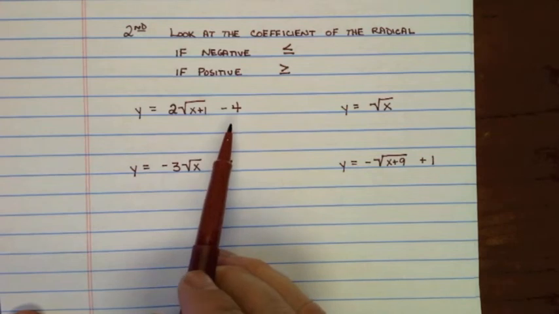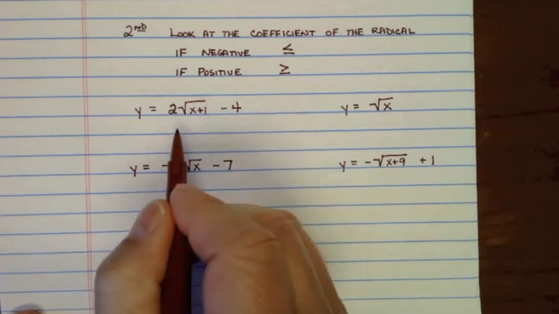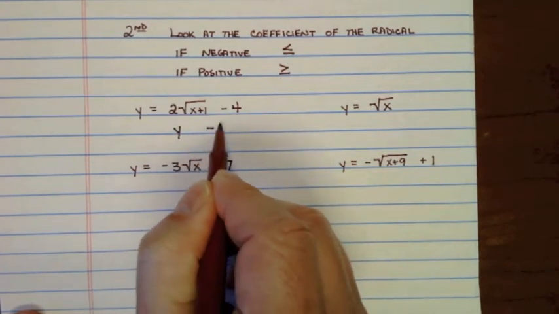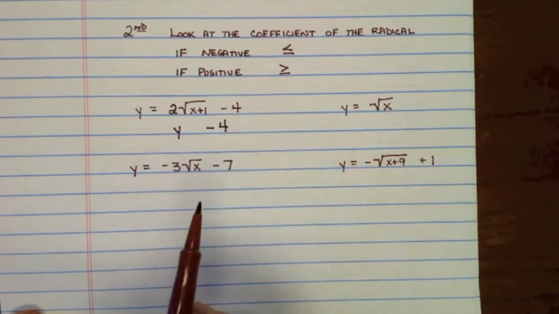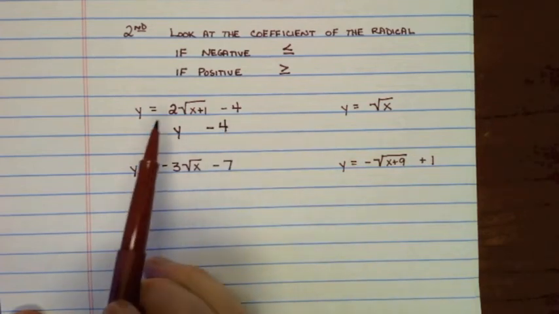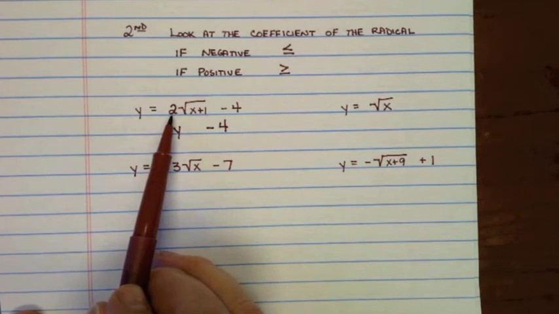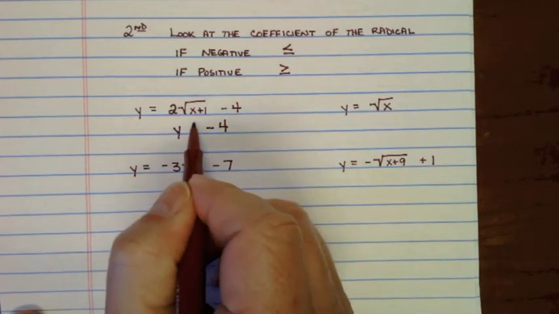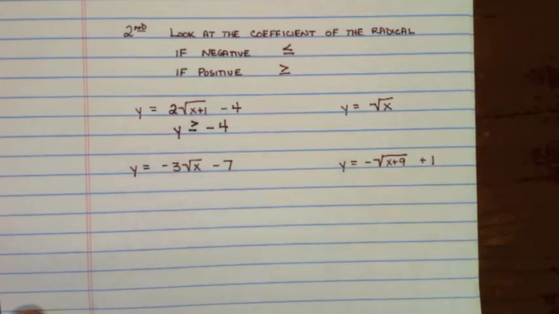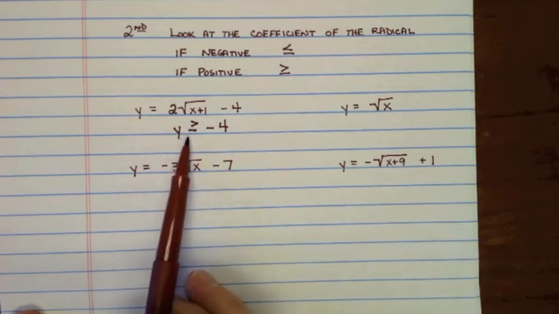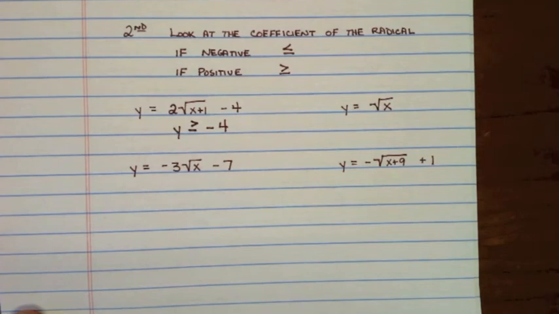First thing I need to do is figure out what number it is. It's y and -4, and now I need to see if it's going to be a greater than or less than symbol. I'll look at the number in front of the radical. It's positive, so it's going to be greater than or equal to -4. That's what my range is. My range is y is greater than or equal to -4.